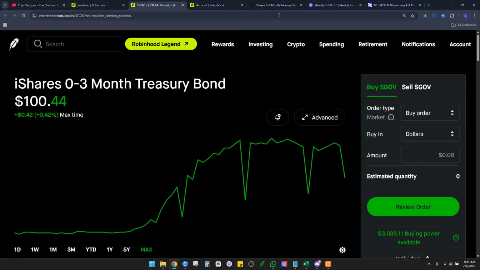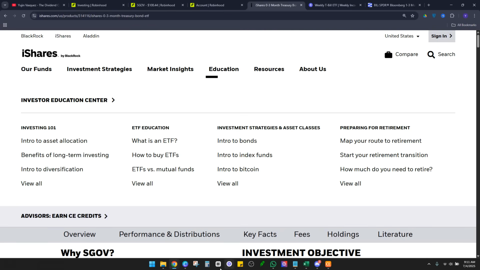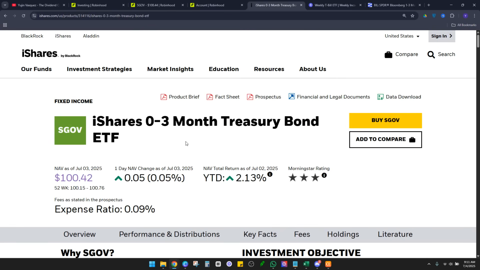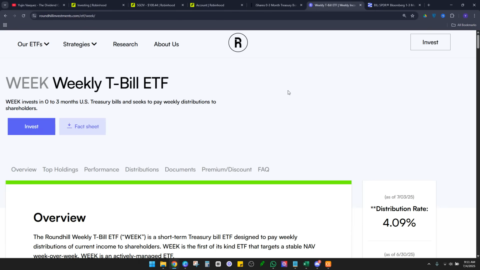Now, I had my pick. All right. I decided to go with SGOV just because, all right, I just know SGOV and I just chose to go with it. It has the lowest expense ratio of the bunch. But you can also consider Roundhill's WEEK. All right. This is a weekly paying T-bill ETF. All right. The dividend yield is going to be about the same. The expense ratio is a little bit higher.